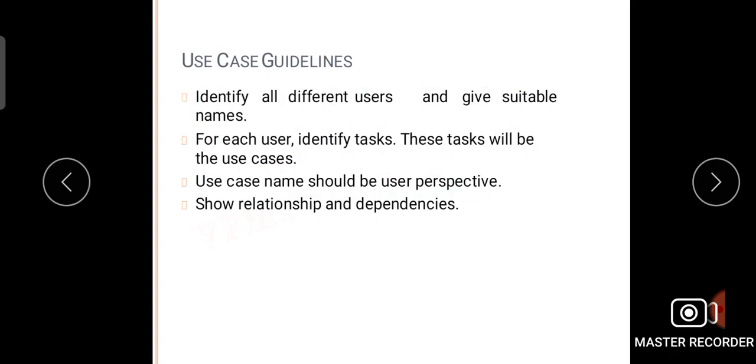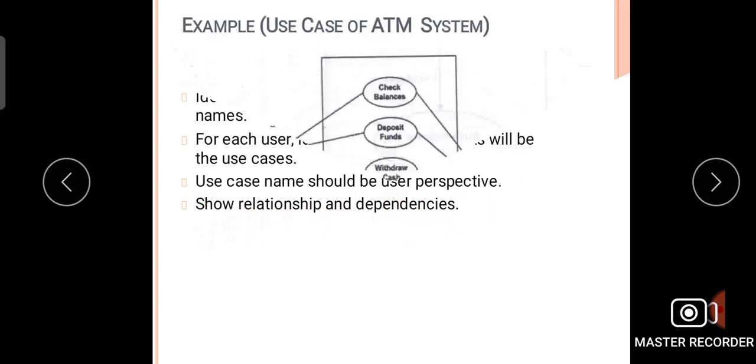Normally these are the use case guidelines: identify all the different users and give suitable names for each user. Identify tasks, and these tasks will be the use cases, so use case names should be from the user's perspective. And show the relationships and dependencies.